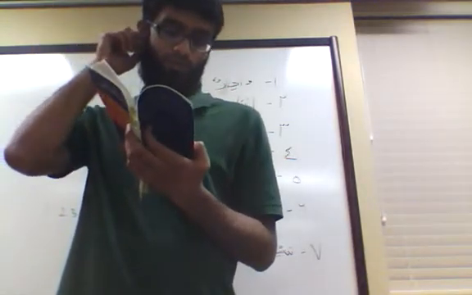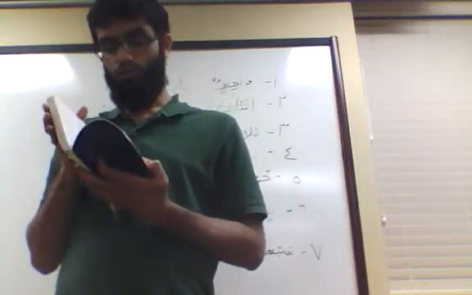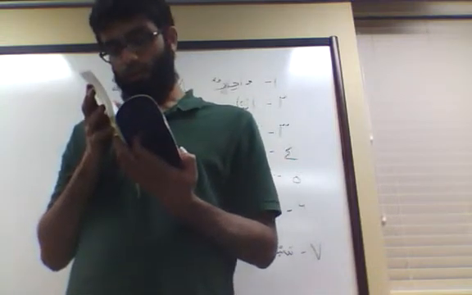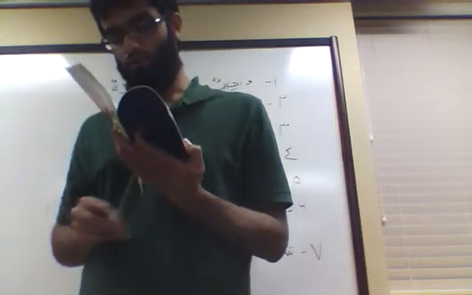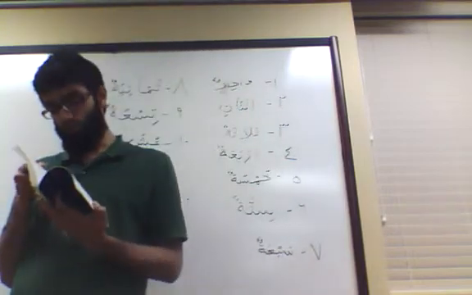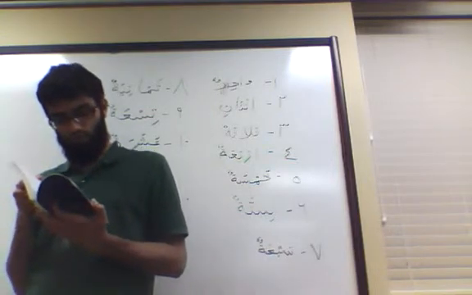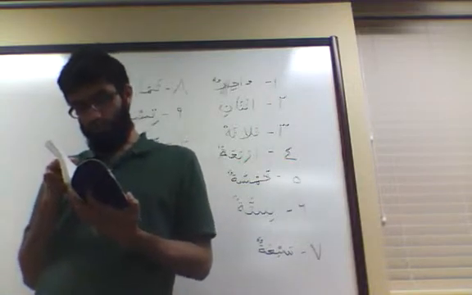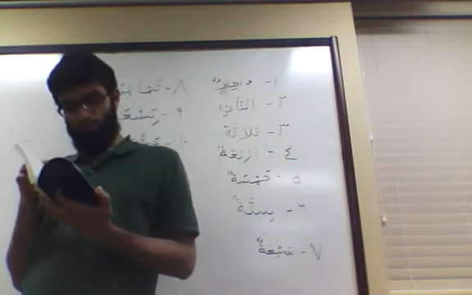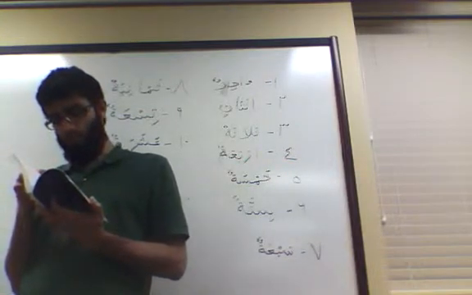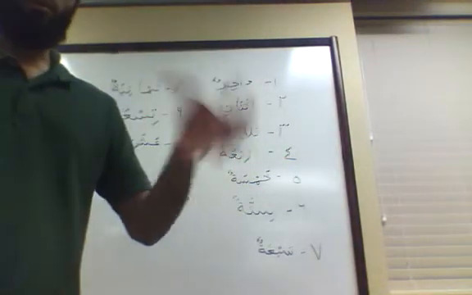Numbers 3 to 10. These numbers are used as mudaf. As for example, thalathatu kutubin, 3 books. Arba'atu buyutin, 4 houses. Khamsatu aqlamin, 5 pens. Asharatu... معدود. Okay, so this is where things get sort of confusing.